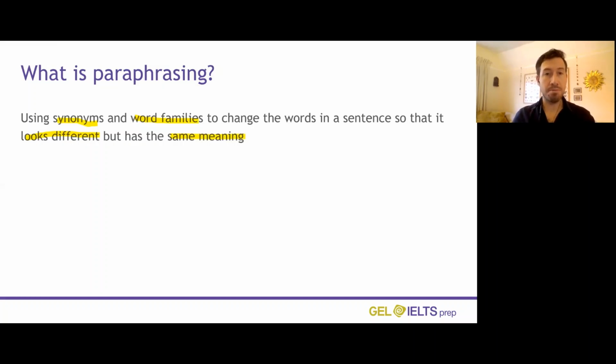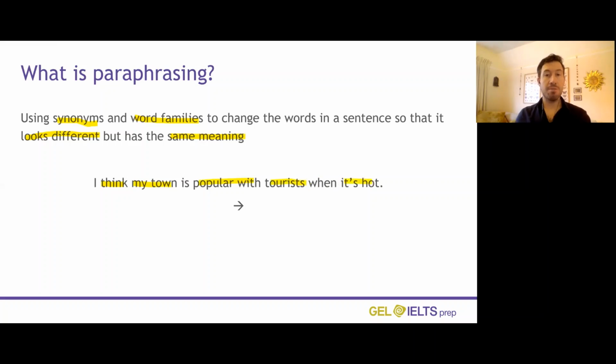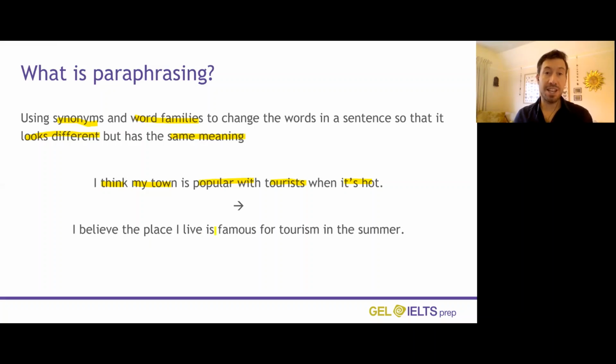Here is an example. So you say, I think my town is popular with tourists when it's hot. So we've seen some of these words before. We saw, I think, my town, we saw popular with and tourists, and we saw when it's hot. Now, we can paraphrase this, and we could say, I believe the place I live is famous for tourism in the summer.